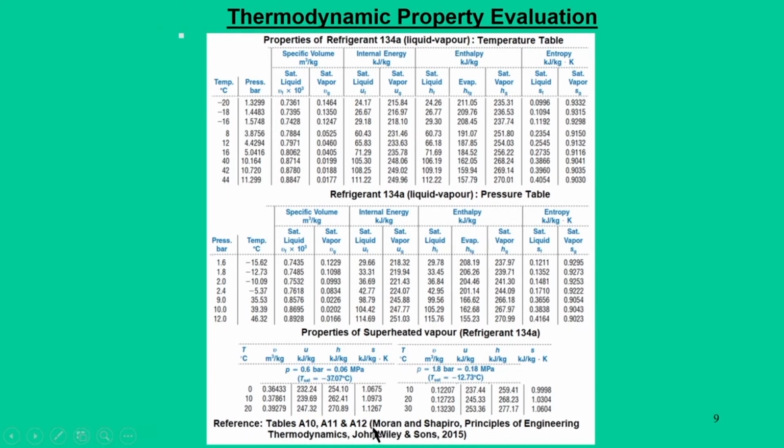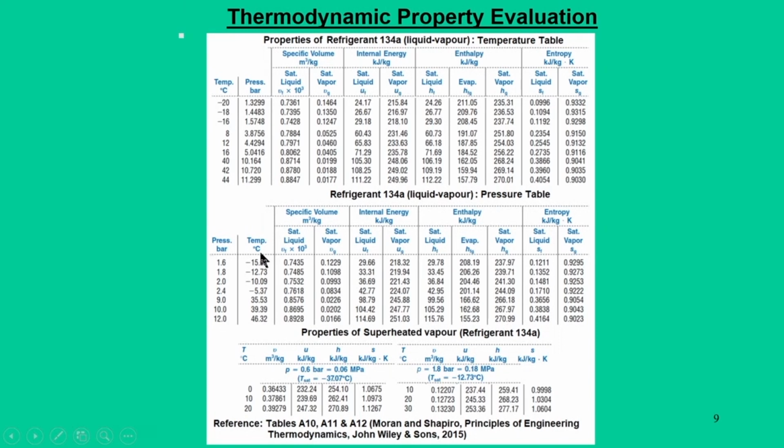The reference book would be Moran and Shapiro, Principles of Engineering Thermodynamics, John Wiley and Sons. You can refer to tables A-10, A-11 and A-12, from which these extracts are taken. These are exhaustive tables that give properties in three sequences. One is the liquid-vapor table based on temperature. If you know the temperature, the corresponding saturation pressure is known, and accordingly all thermodynamic properties like specific volume, internal energy, enthalpy and entropy can be found.